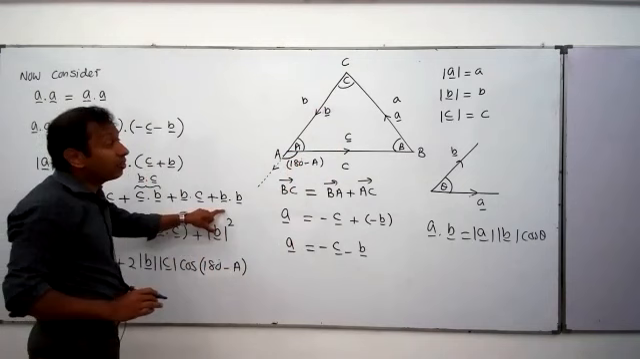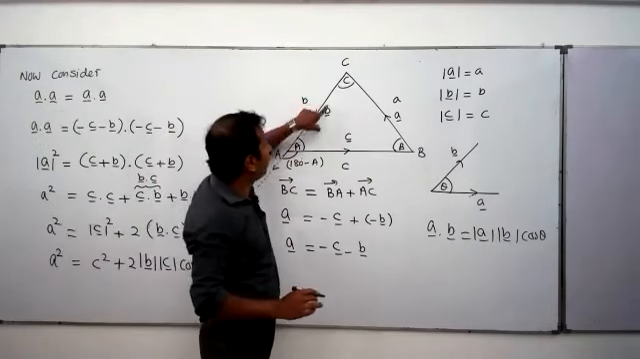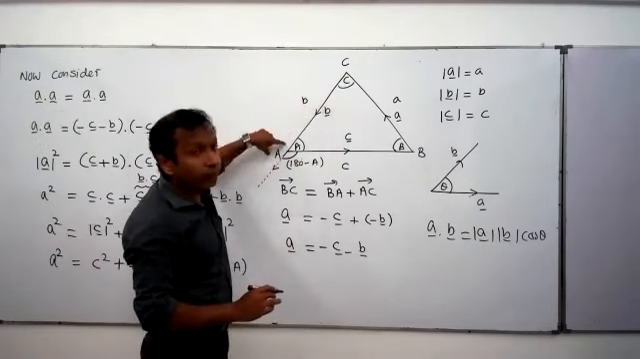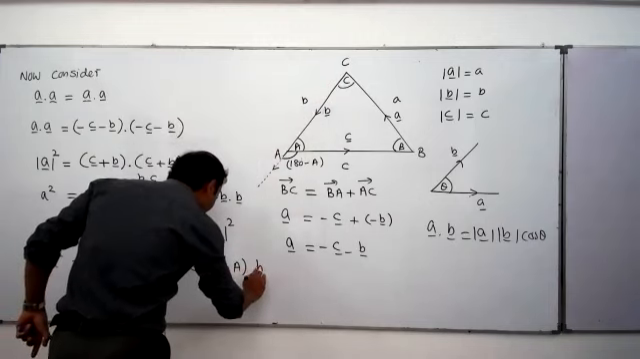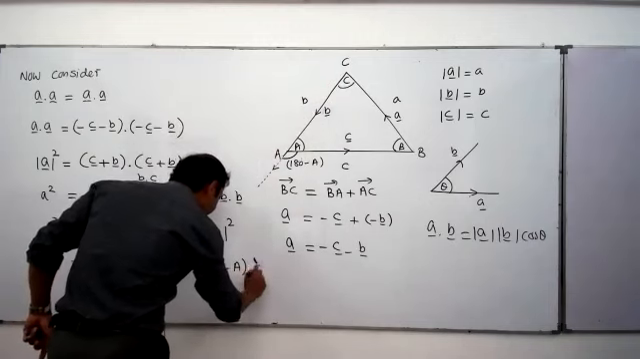Mod B means what, people? Mod B means this length. B is this vector, no? Its length is B. It is B squared.